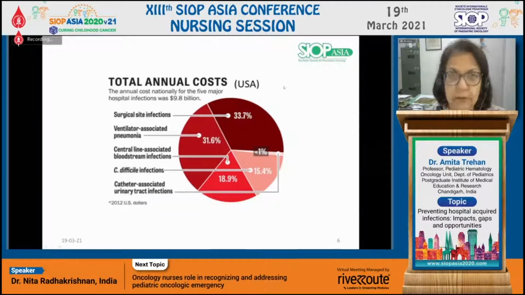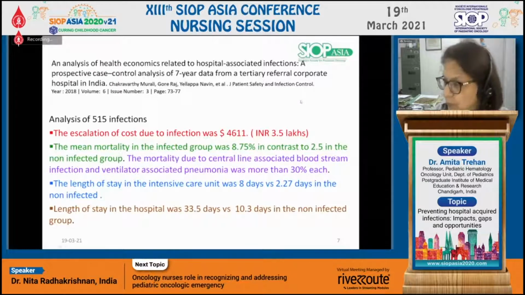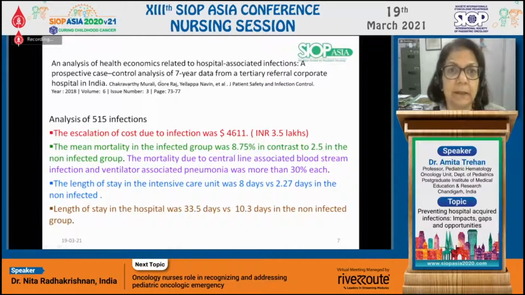So, what happens closer home? A small analysis done in Bangalore has looked at the health economics over 7 years in a tertiary care center. It says that the escalation of cost due to infection was $4,600, which translates to approximately 3.5 lakhs. The mortality seen is 8.75% in contrast to 2.5% in the non-infected group. And the mortality due to a central line associated infection or ventilator associated pneumonia was nearly 30%.